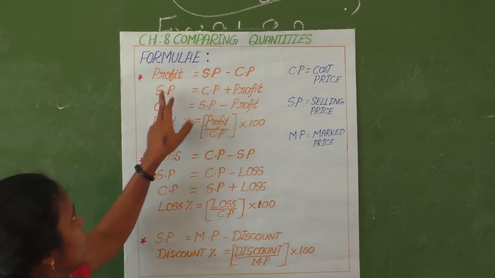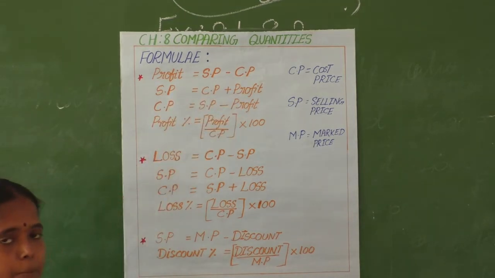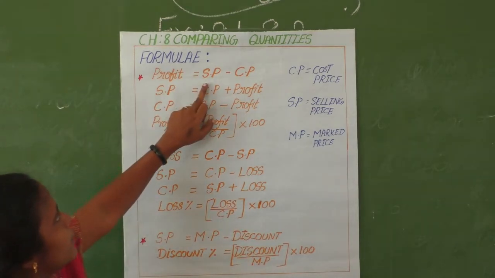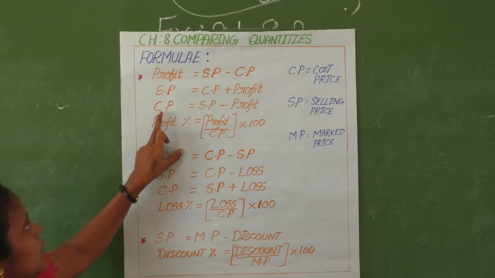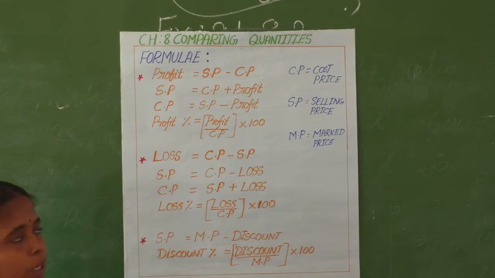What is the formula? SP equal to CP plus profit. Suppose SP is given, profit is given. You have to find the CP, means what to do? CP equal to SP minus profit.